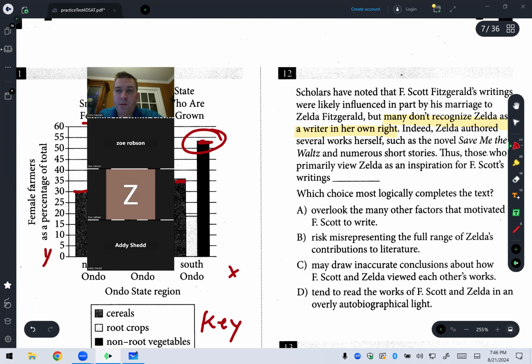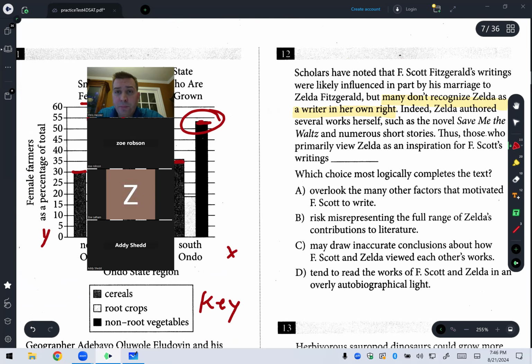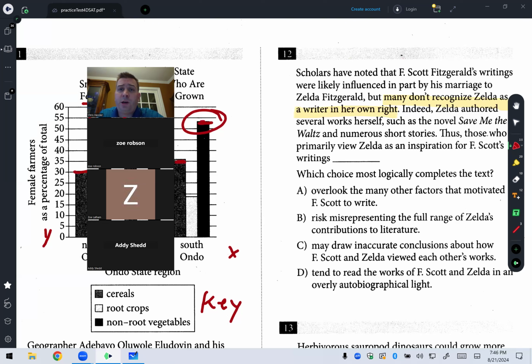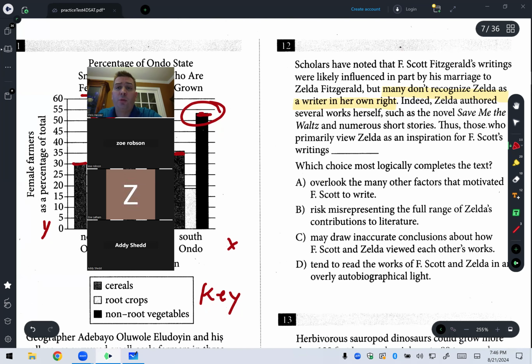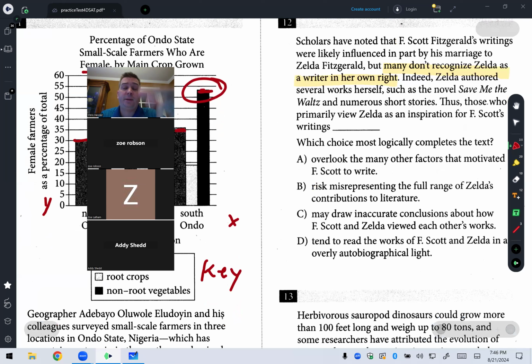They're asking us a little bit about literature, I guess. Scholars have noted that F. Scott Fitzgerald's writings were likely influenced in part by his marriage to Zelda Fitzgerald, but many don't recognize Zelda as a writer in her own right. I highlighted that. I think that indicates an answer. You can highlight and underline portions of the test in Blue Book. You just do it. It's a good strategy, I think. I'm finding it useful just doing them here with you. You'll probably find it useful on Saturday.